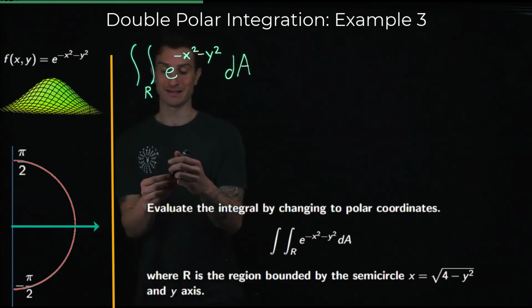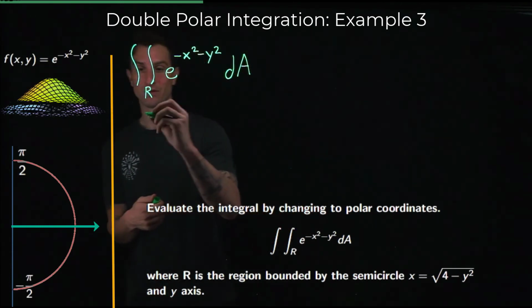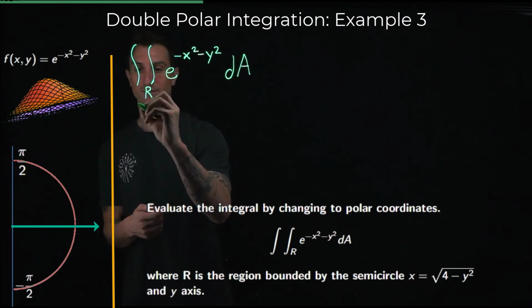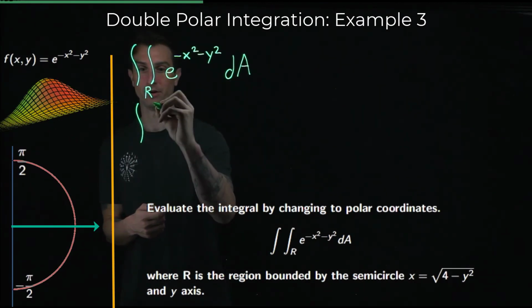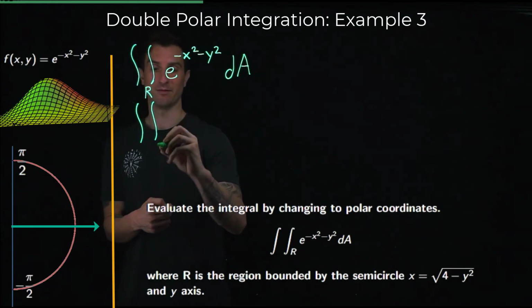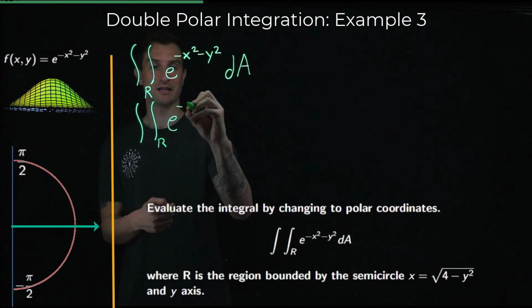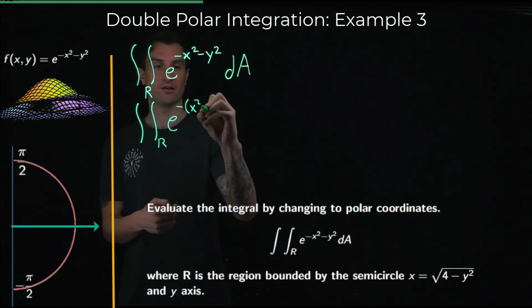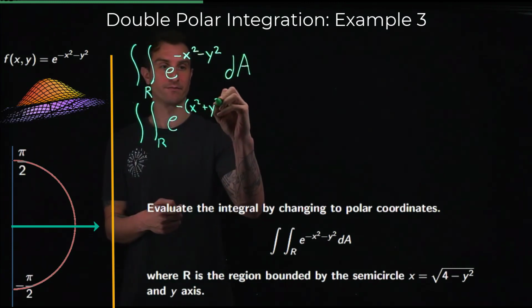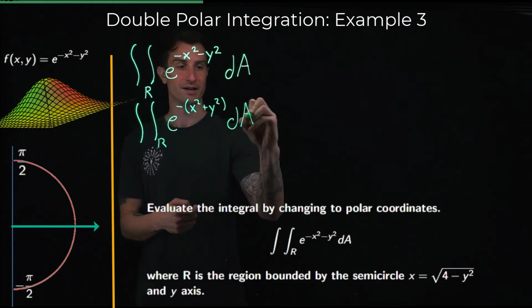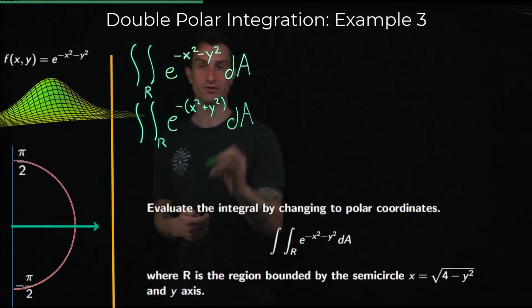So let's go ahead and set this up, but as we do it, we're going to reconfigure some stuff. So let's actually do this first before we even go into polar, just so it becomes a little bit more obvious. This is e to the negative x squared plus y squared dA. All right, so now it's a little bit more obvious as to what we're supposed to do here.